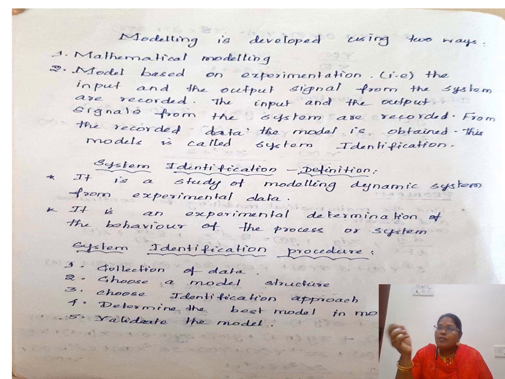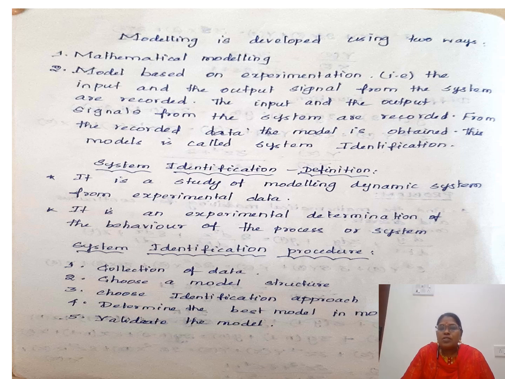And then after collecting the input and the output data, the next step is you have to choose a model structure, which model is suitable for that particular recorded input and output. If the model is not done up to that mark, or if it does not accurately detect the model, then we have to choose another structure and find the system identification.